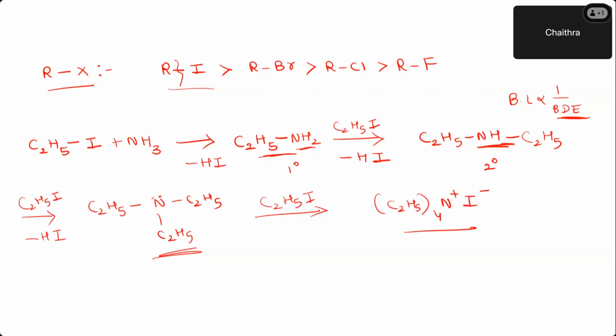Understood, right? Now is this a good method for preparation of amines? That's my question. Yes or no? No, right? Because you're getting mixtures. Once you get a mixture, you have to separate everything again, if you want primary amine, secondary amine and so on. So this is not a good method. It's not a preferred method. Why? Because it is a mixture, and separation is difficult.